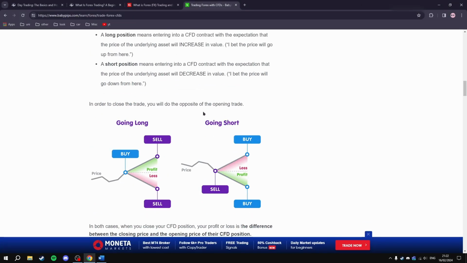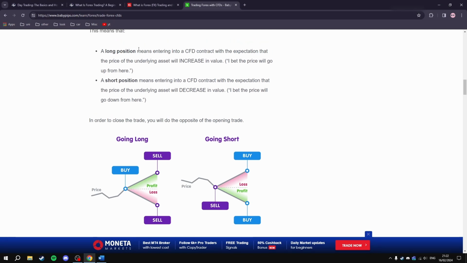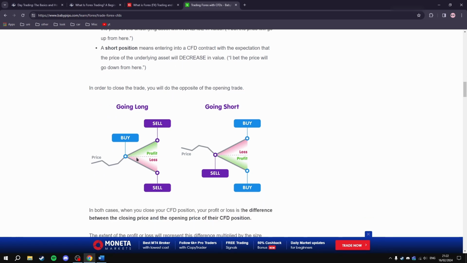In order to close the trade, you will do the opposite of the opening trade. So if you go long, then you sell. If you go short, then you buy. Going long, you buy, sell. Going short, you sell, buy.